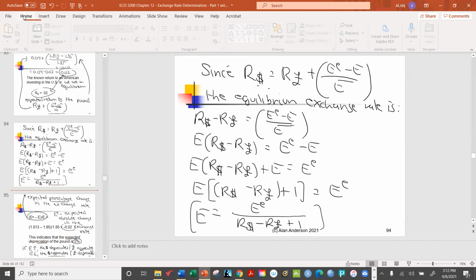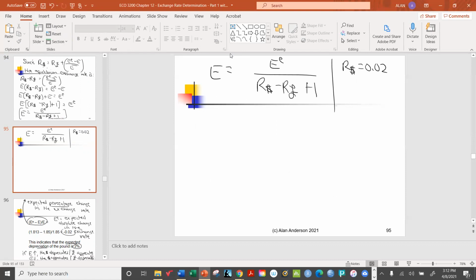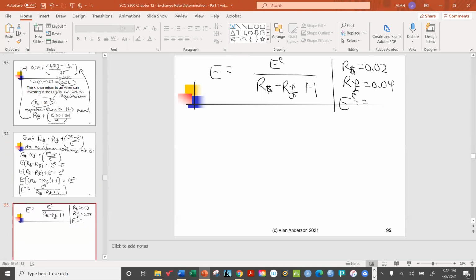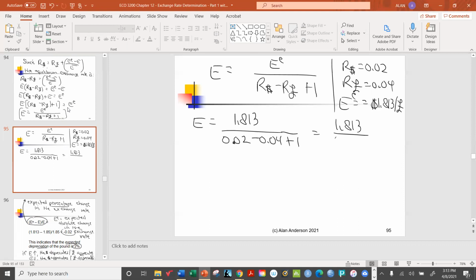So let me just throw in those numbers that we had, and we can show that the number we were given is in fact the correct or equilibrium exchange rate. You might recall that earlier on, we noted that the dollar rate was 2%, the British pound rate is 4%, and the expected exchange rate was 1.813. So if I plug those in, 1.813 over 0.02 minus 0.04 plus 1, I've got 1.813 over, actually this is 0.98.